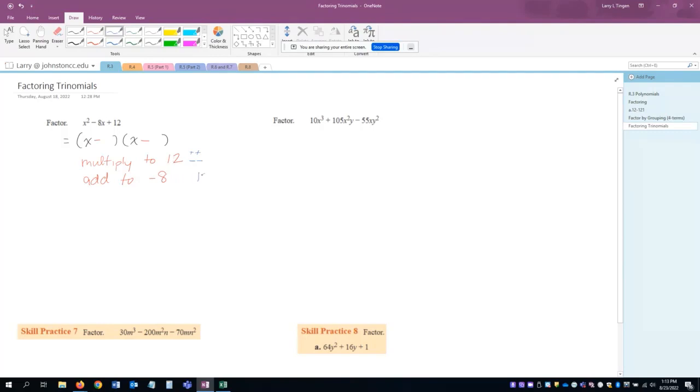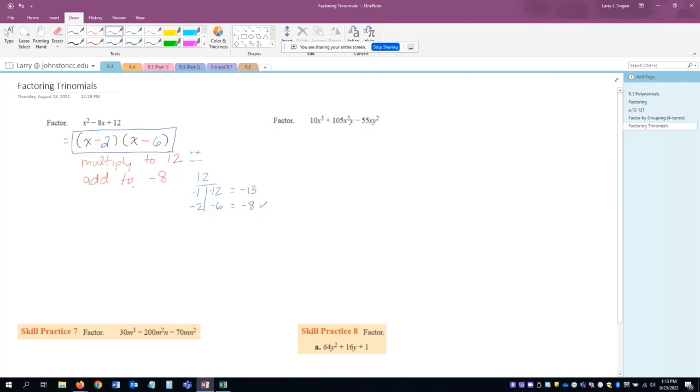Well, how many ways are there to multiply to 12? 12 can be written as 1 times 12. I know they have to be negative. If I add those, do I get -8? Nope, I get -13. What about -2 and -6? Add those together, get -8. There it is. So x minus 2, x minus 6. And that's all there is to it.